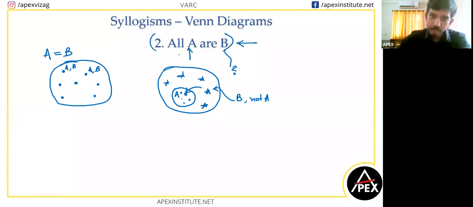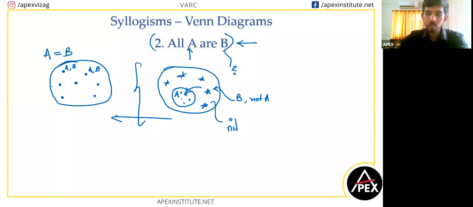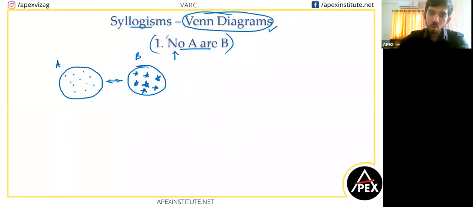And all A is B can also be drawn in this manner, where A is a subset of B, but there can be a few Bs which are not As. So there are two situations which are possible for all A is B. If these Bs, which are not As, become 0, if there are no units which are not A's, this entire structure goes to this, A equal to B.